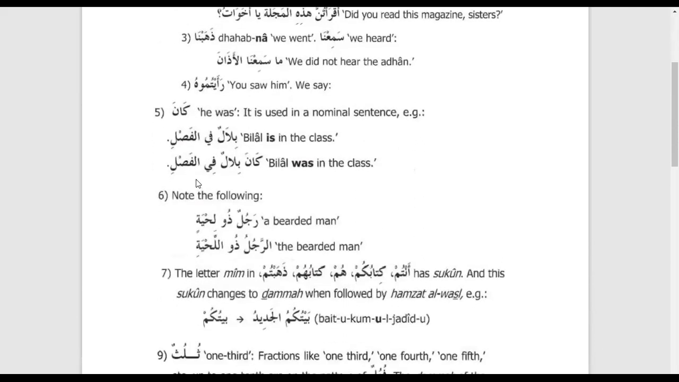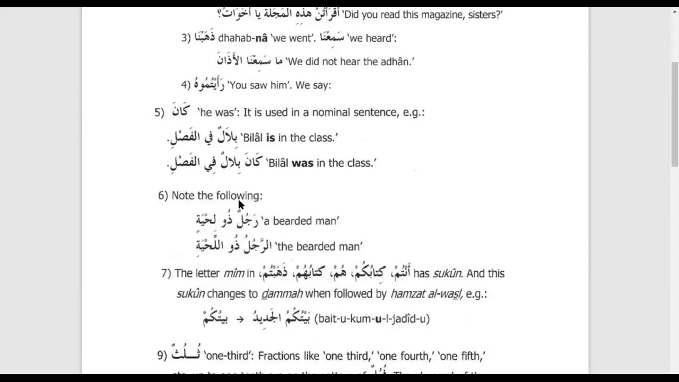Kaana, what do you remember about kaana? Kaana is fairly naqis, and it's added to normal sentences, and it can be conjugated. Okay, and it means was. It is translated as was.